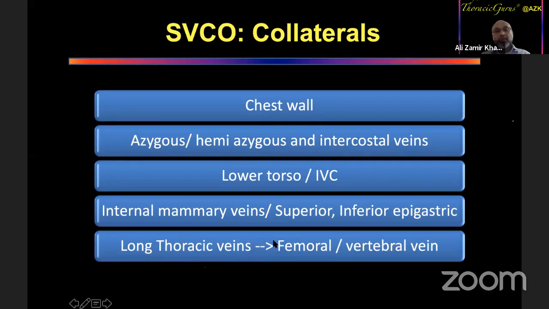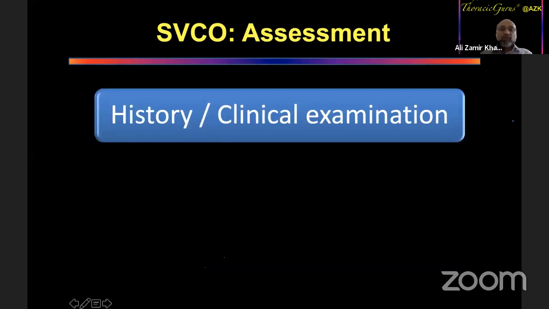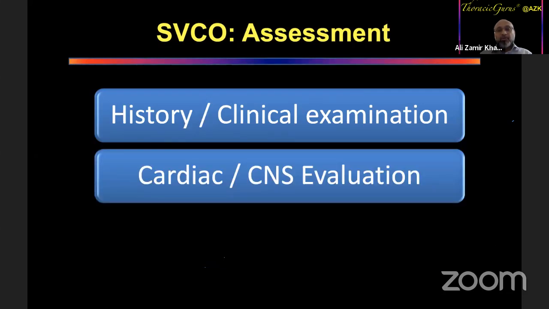I showed you the picture earlier. And if it is a very high back pressure, it can go all the way down into the femoral area. And even worse is when the back pressure goes into the vertebral area and causes spinal ischemia. So it's really something that you got to think of carefully and treat urgently if the patient comes in stage 3, 4, or 5. All assessment starts with history and clinical examination. A very good clinical examination will actually give you the diagnosis. I've already shown you all the signs that you can see in these patients.